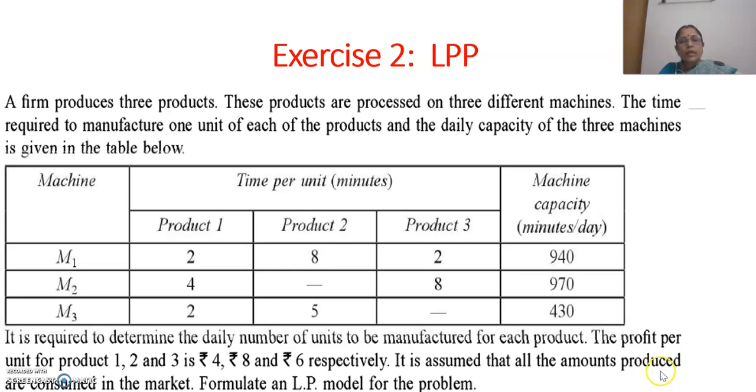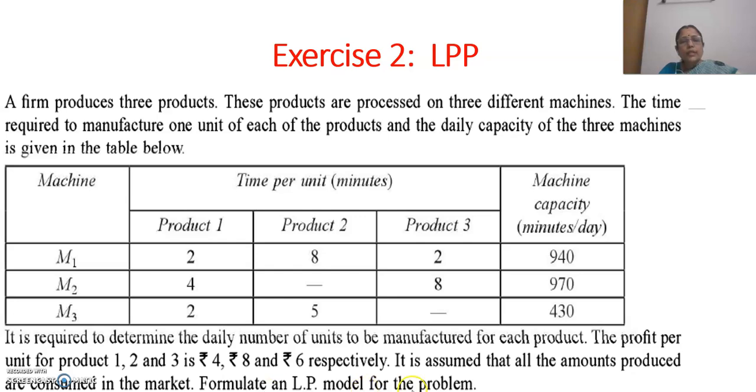What does it mean? This statement is explicitly told here in this particular problem, meaning that whatever is being produced is totally sold in the market, without any of the products not getting sold. So that is the understanding of this. Whatever is being produced, let us say x1, x2 and x3 of product 1, product 2 and product 3 per day, all are being sold in the market.